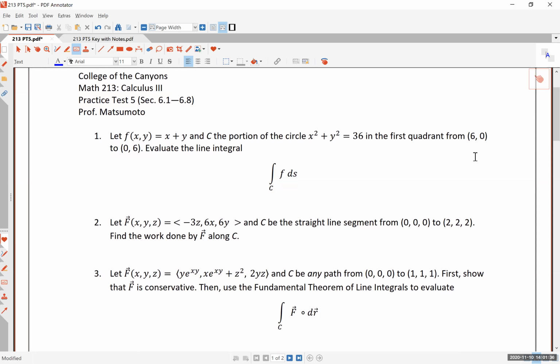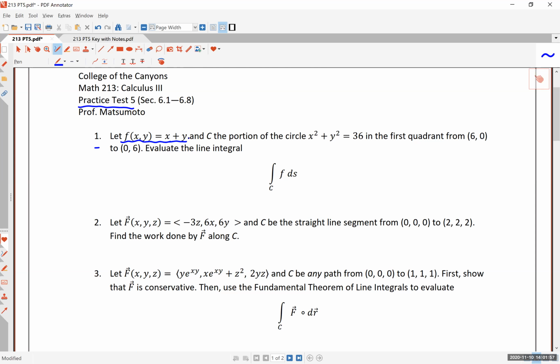Okay, so this is your practice number 5, right? And I hope you have printed this out and you have at least attempted to do all, if not most of the problems, okay? So number 1, you are given a real valued function, which is x plus y. This is two-dimensional, but it's real valued.